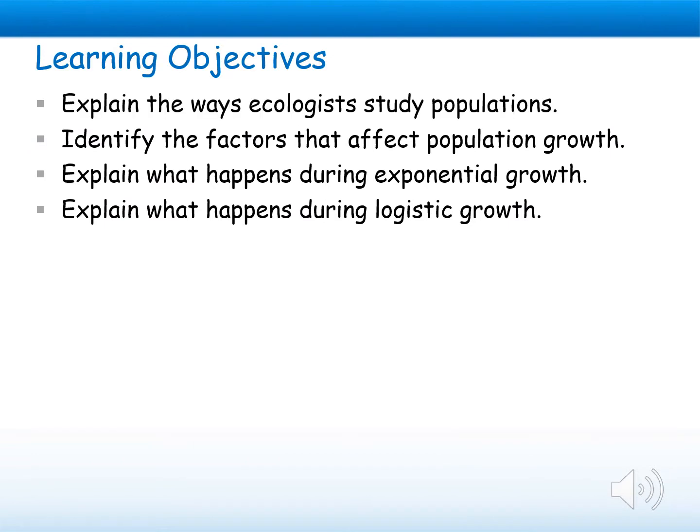There are four main objectives to 5.1. Explain the ways ecologists study populations. Identify the factors that affect population growth. Explain what happens during exponential growth. And explain what happens during logistic growth.